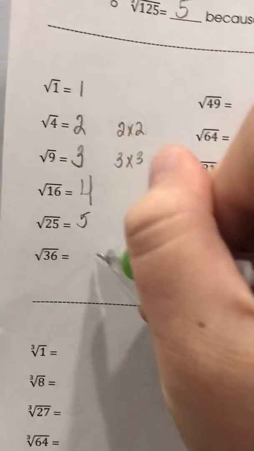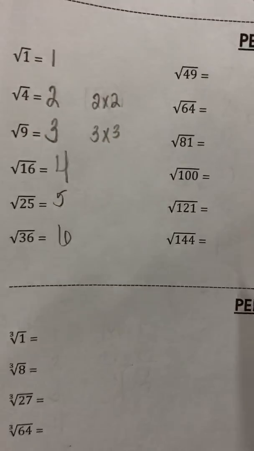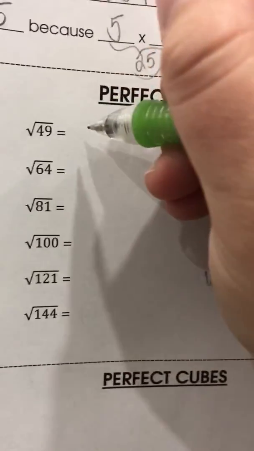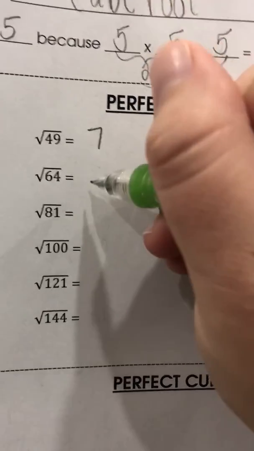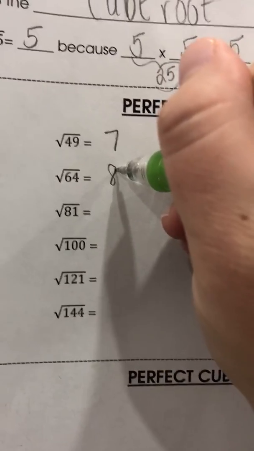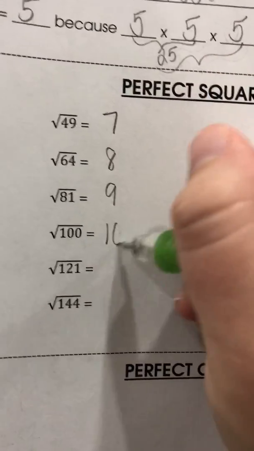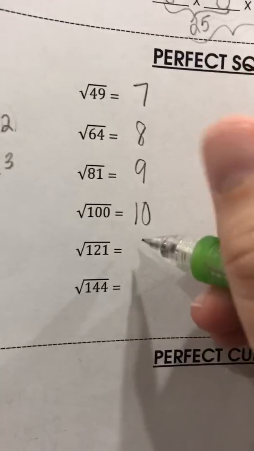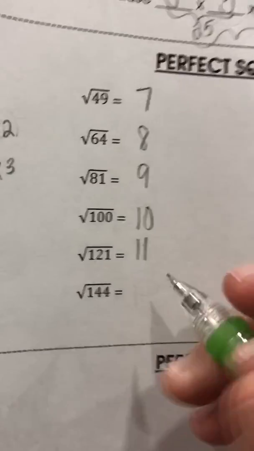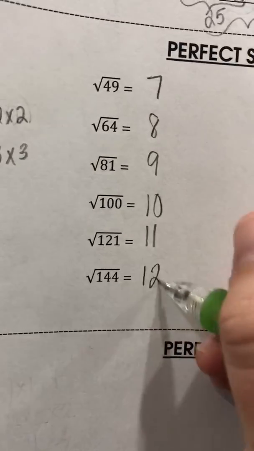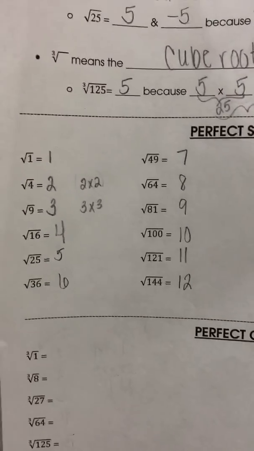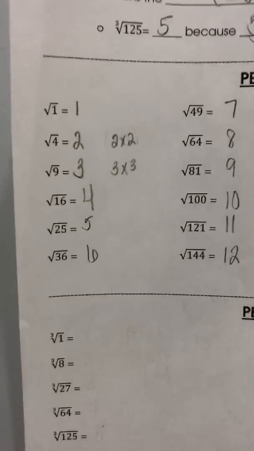5 times 5 is 25. 6 times 6 is 36. The square root of 49 is 7. The square root of 64 is 8. The square root of 81 is 9. Square root of 100 is 10. Square root of 121 is 11. And the square root of 144 is 12. So those are your first 12 perfect squares listed there for you.